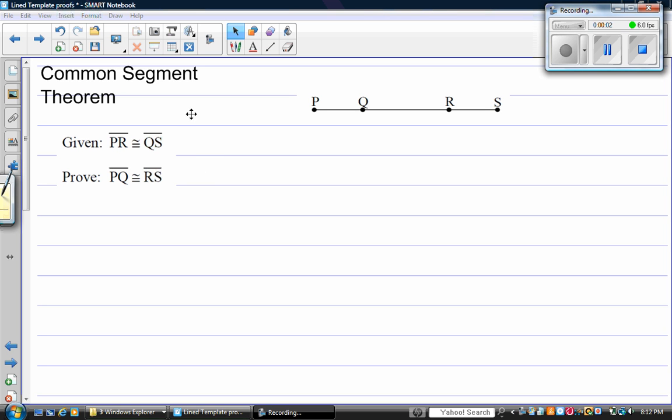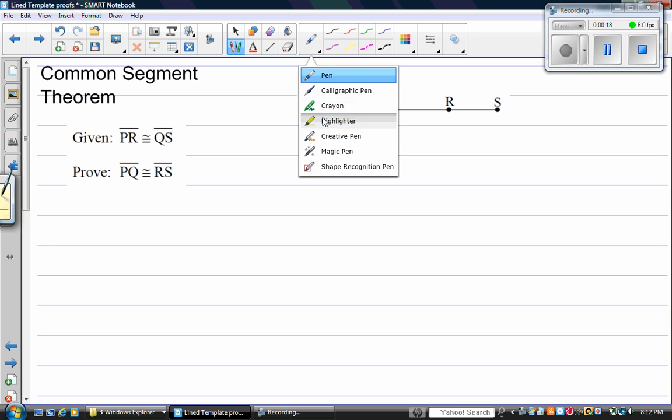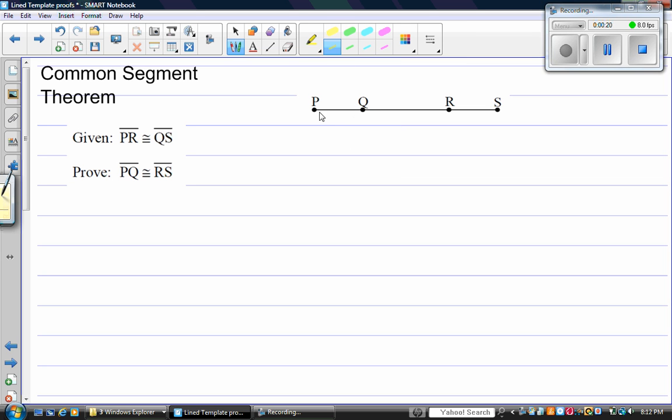In this video, we're asked to prove the common segment theorem. Given PR is congruent to QS, we're going to prove that PQ is congruent to RS. So visually, they want us to take the segment here, congruent to that segment there, and recognize that QR is in both segments.